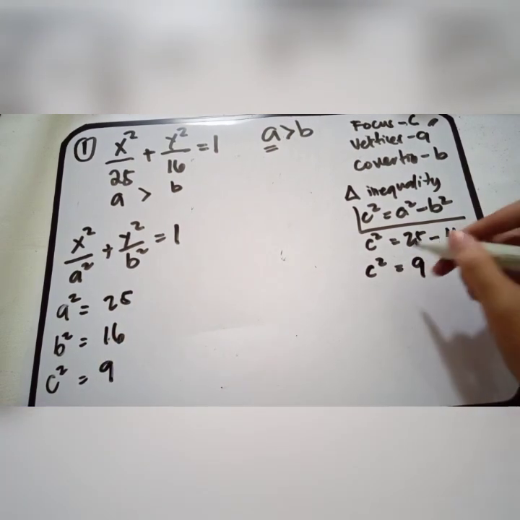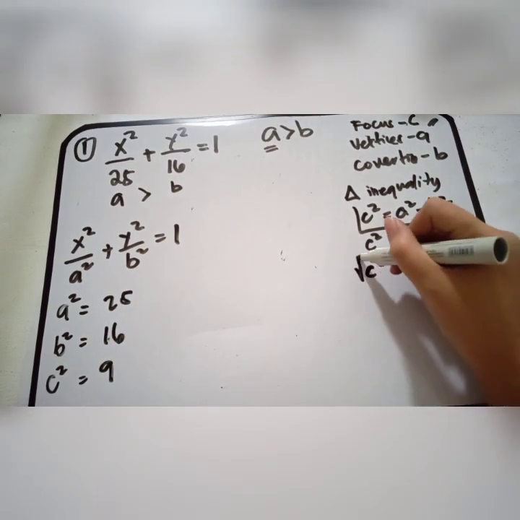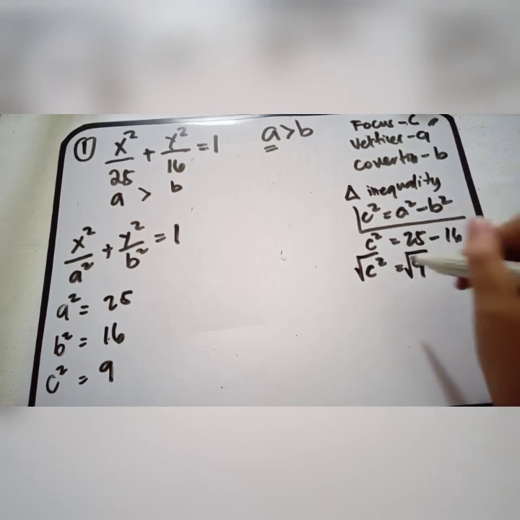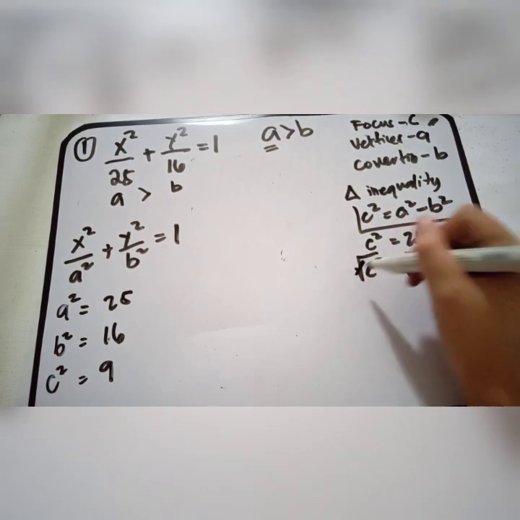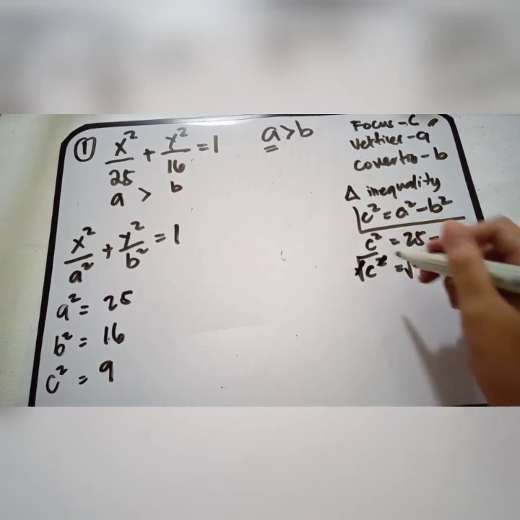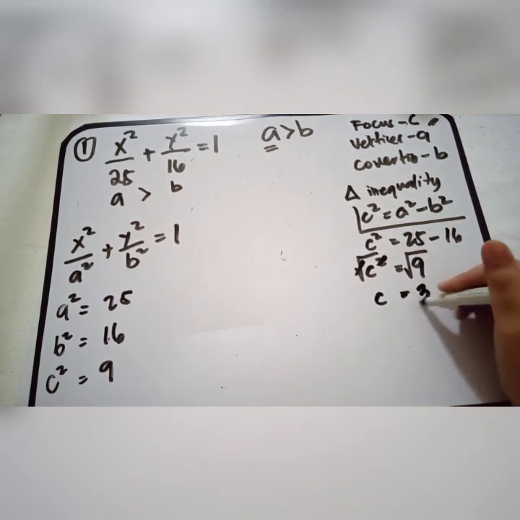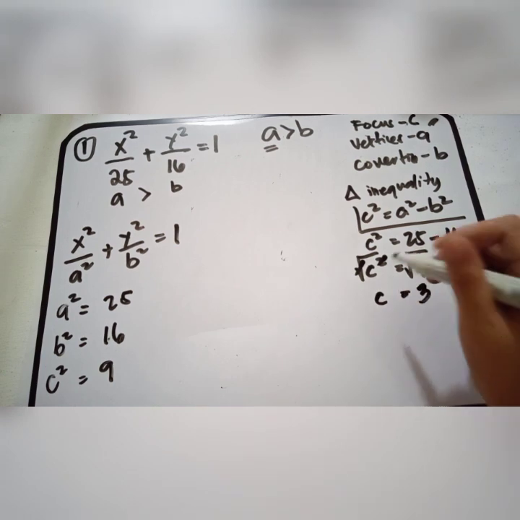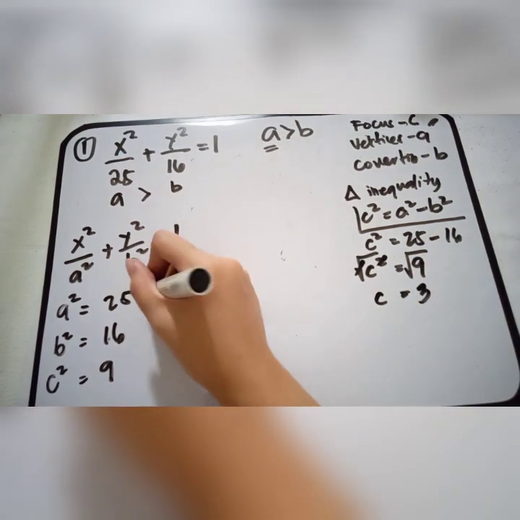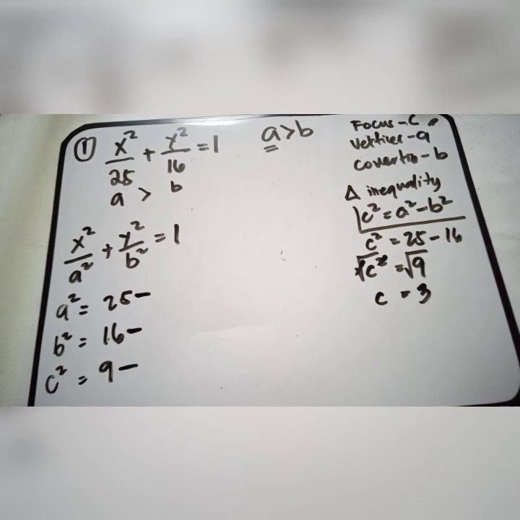So what is the value of c? To get rid of the square, we have to take the square root of both sides. So, cancel. What is the square root of 9? It is 3. Therefore, our c is 3. So, are we done? We are not done yet.